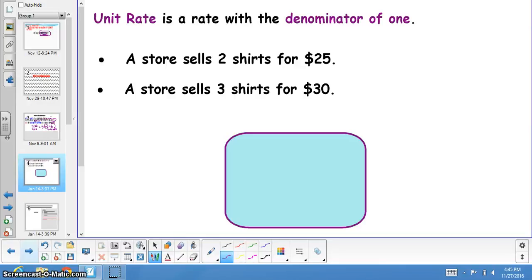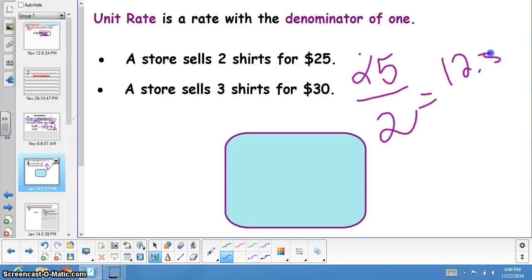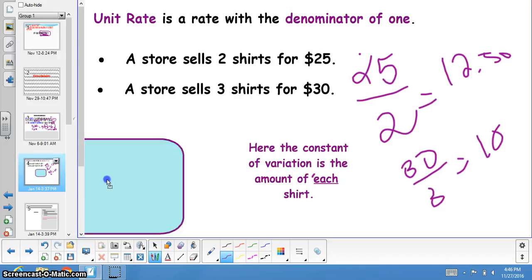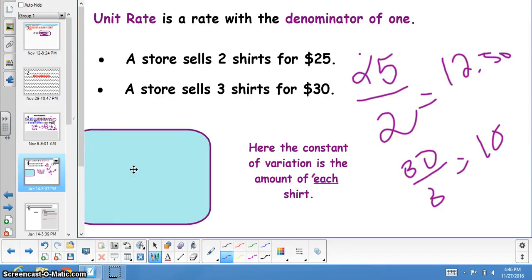If a store sells 2 shirts for $25 and a store sells 3 shirts for $30, which one has a better unit rate? What could you do? You're going to find the proportion or create a proportion to figure out which one has the better buy. And it looks like the second store. Here the constant of variation is the amount of each shirt. That's all. You're looking for the unit rate.